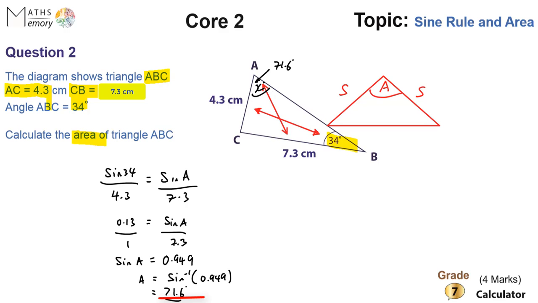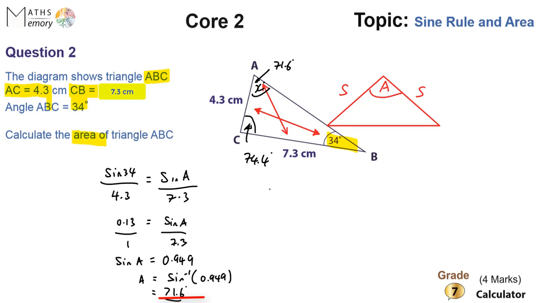We have this one and this one. All 3 add up to 180 obviously. So let's add these 2 together and let's take it away from 180. So if we do 71.6 plus 34, which is going to be 105.6, and 180 take away 105.6, we're going to get an answer of 74.4. So 74.4 is this angle over here. This is going to be 74.4.